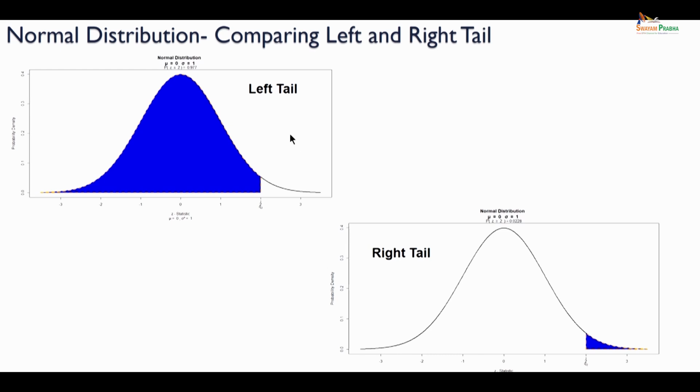Now if you compare left tail and right tail, we know the area under the curve is 1. On top left I have the left tail normal distribution, and I have a corresponding area of 0.977, and on the bottom right I have the right tail normal distribution. The area corresponding to the shaded region is 0.0228. So, if you add both these values you will get 1, and if you try to superimpose one on top of the other, you can see that this area is nothing but this.